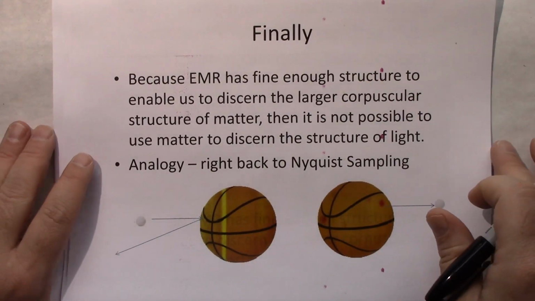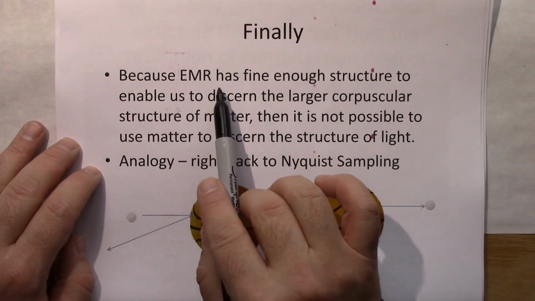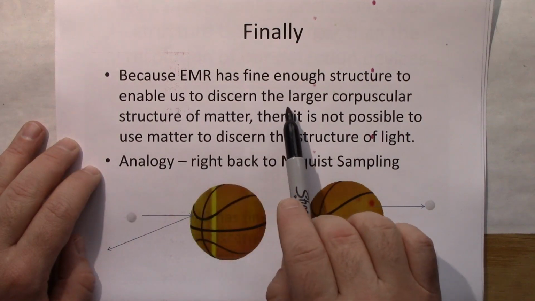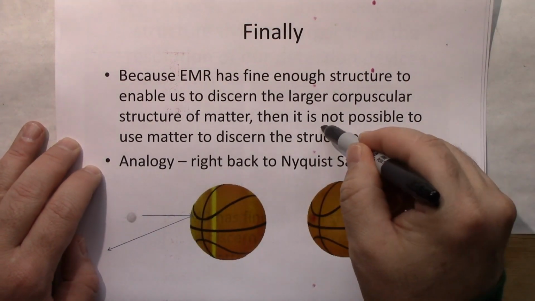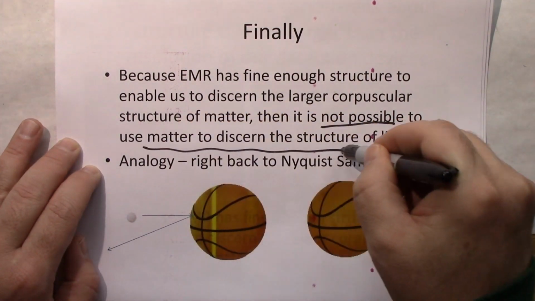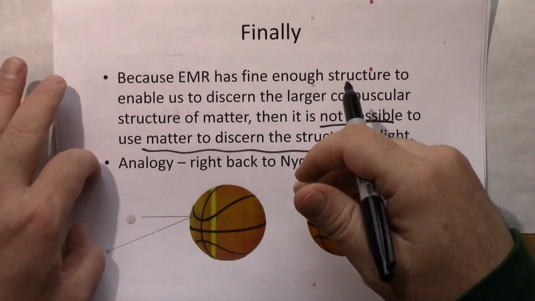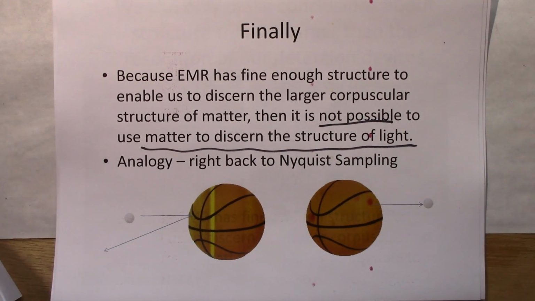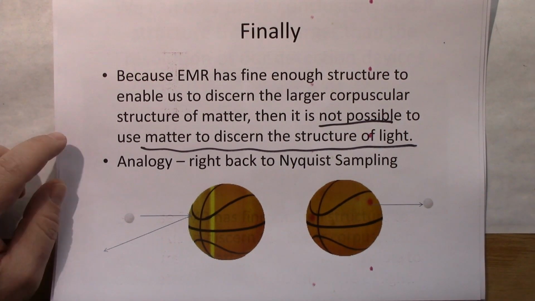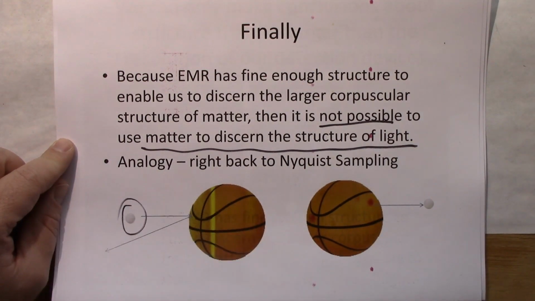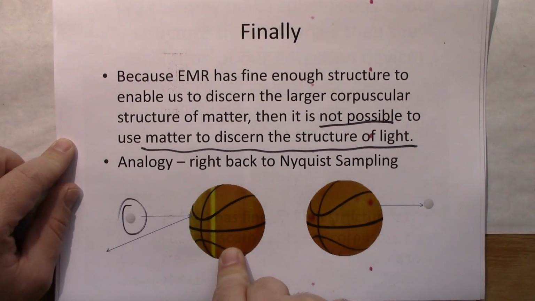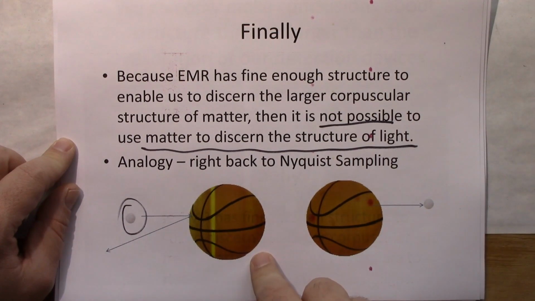And finally, because electromagnetic radiation has fine enough structure to enable us to discern the larger corpuscular nature of matter, or structure of matter, then it is not possible to use matter to discern the structure of light, other than that it's waves. You can't tell what light's made of. You can tell light comes in waves. But if light were, in fact, photons, then the photon, that's hard to see. We can imagine, let's say you can't see the basketball. Okay, let's say basketball represents matter.